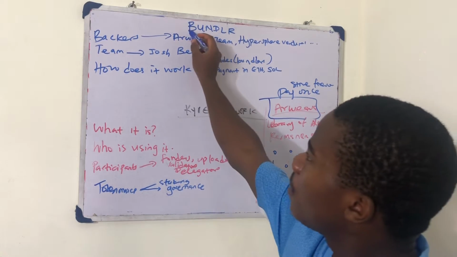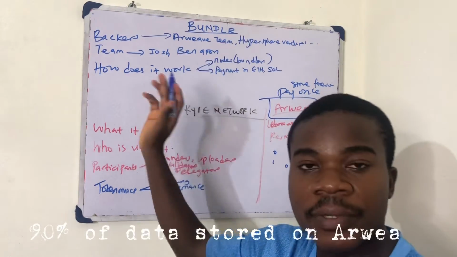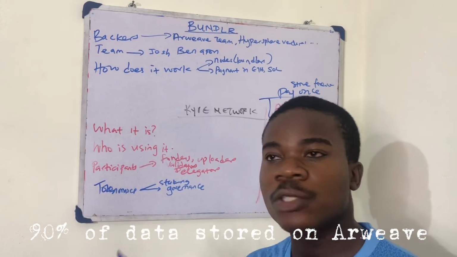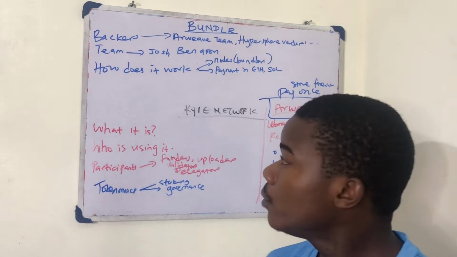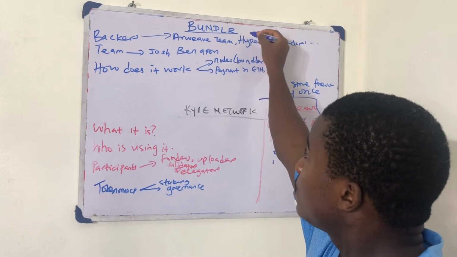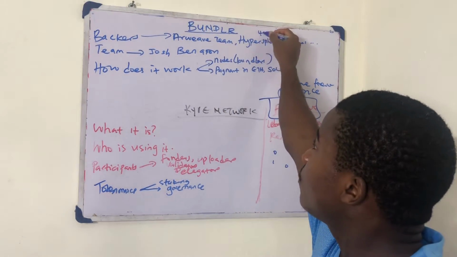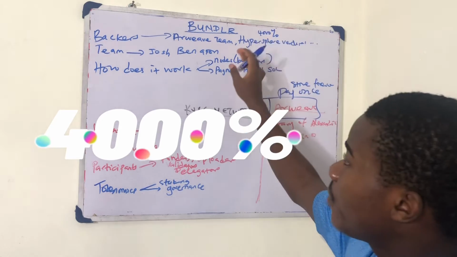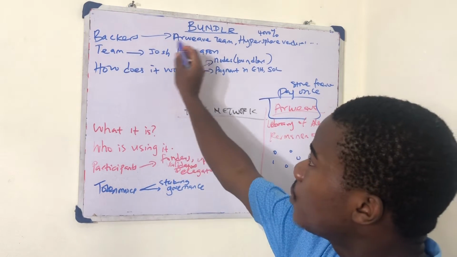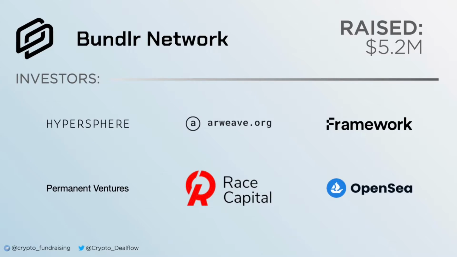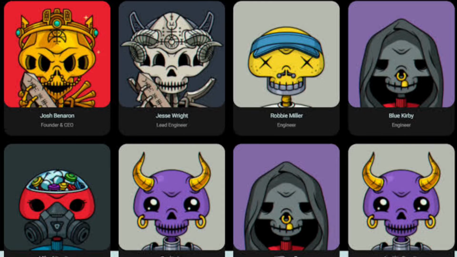The first project we'll talk about is the Bundlr network. The Bundlr network actually accounts for 90% of the data that is stored on the Arweave network. And because of that, the usage volume has increased by over 4,000%. So that is a very, very big one, according to Arweave. And then the backers of this project include the Arweave team, Hypershare, and the rest of them. And then we have the team made by George Benari and others.